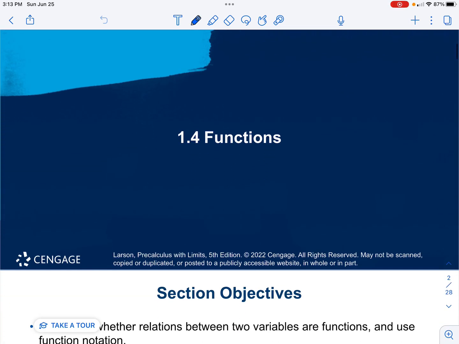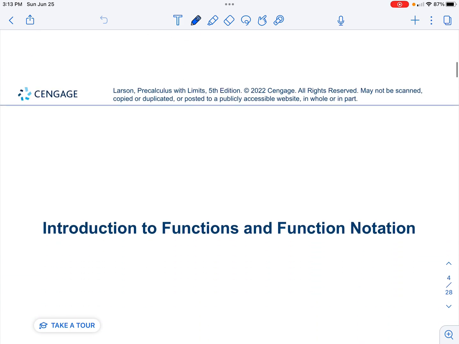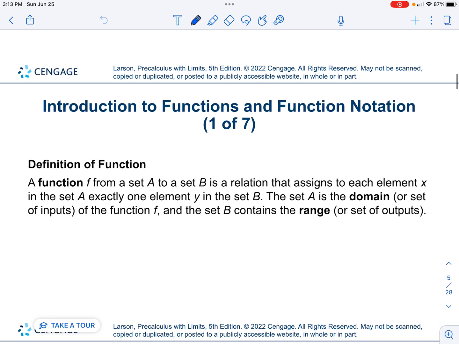Chapter 1, Section 1.4, Functions. Here are the section objectives. First, the definition of a function.